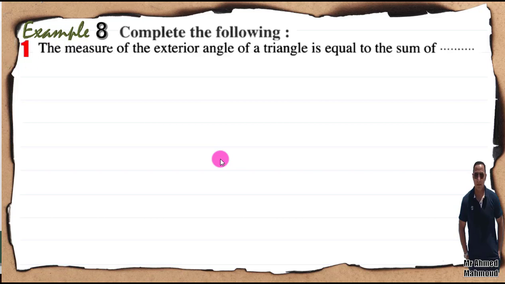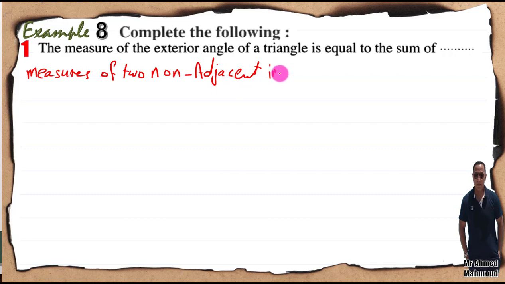Example 8, complete the following. Number 1, the measure of the exterior angle of a triangle equals the sum of what? The sum of measures of two non-adjacent interior angles.